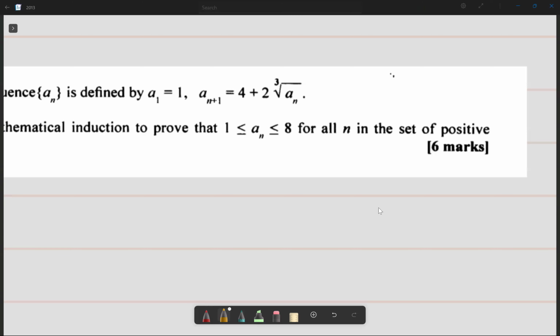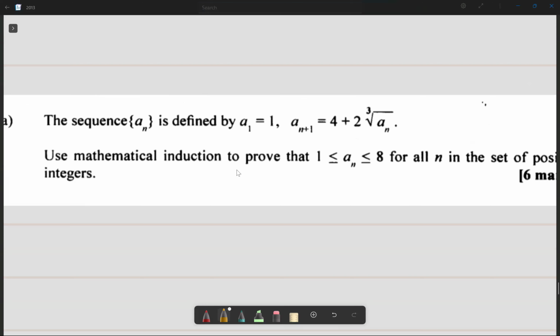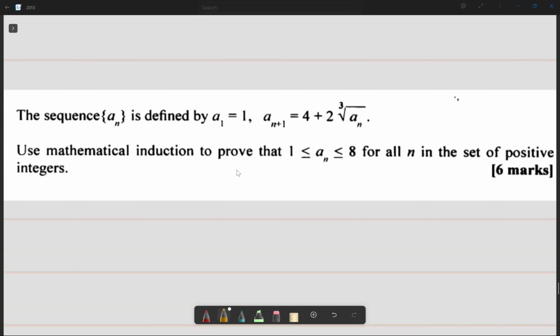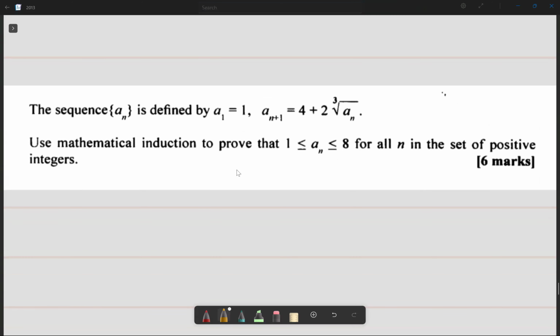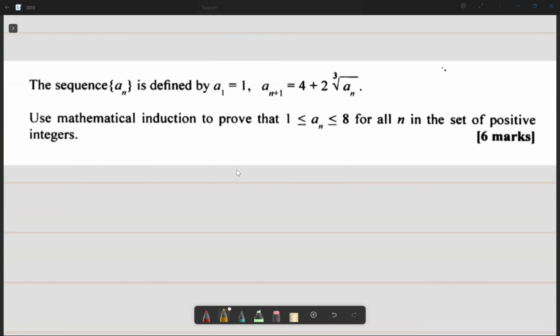So it says prove by mathematical induction that the number will never be greater than 8 and it will always be greater than 1 for all positive integers. If you don't know how to do the question, you must always follow the same rules for mathematical induction. The first thing is the base case. This is 1 mark. It says all positive integers, so the first positive integer is n equals 1.